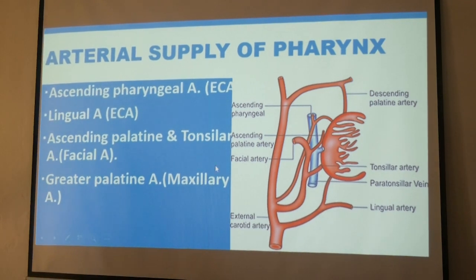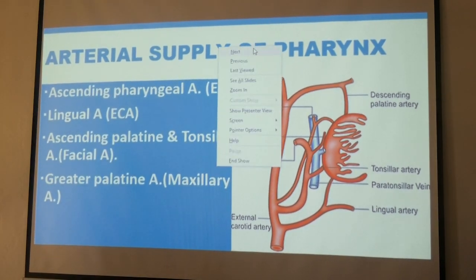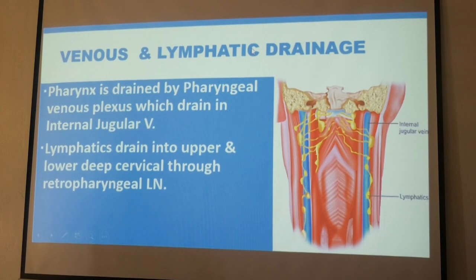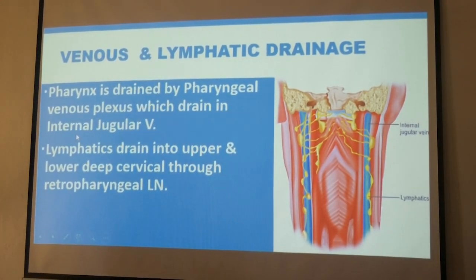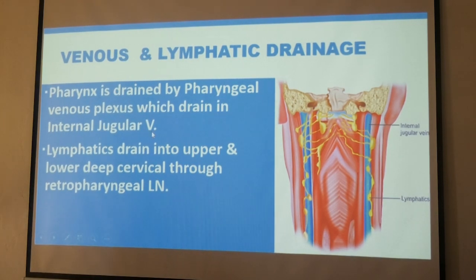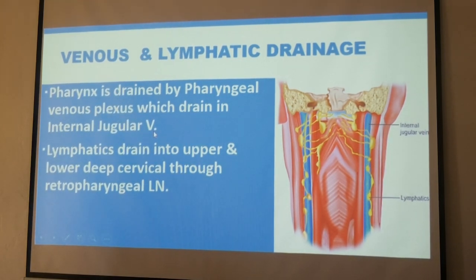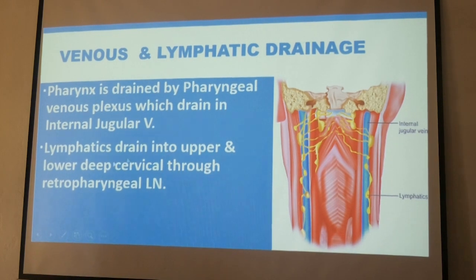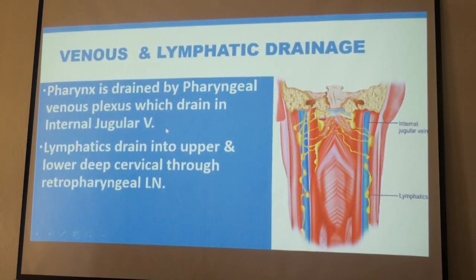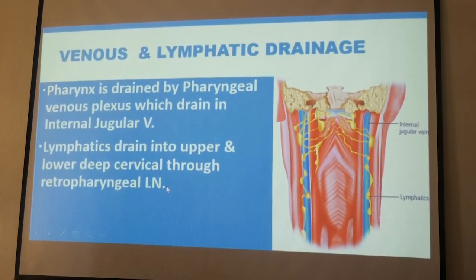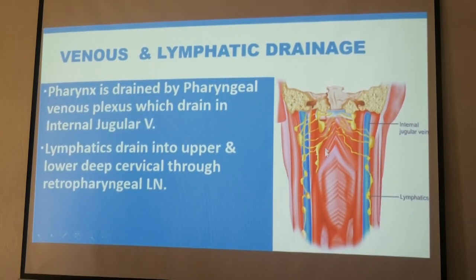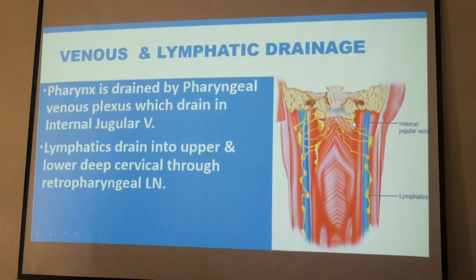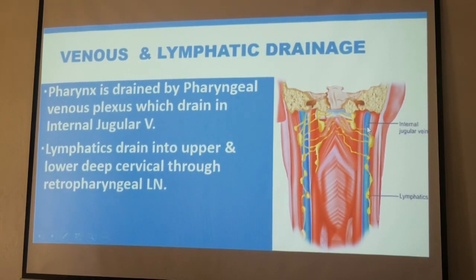Okay, now lymph nodes. What are the lymph nodes we could have? So it would be draining into the internal jugular vein. It has got upper and lower deep cervical lymph nodes. Remember deep cervical lymph nodes. So these are all the deep cervical lymph nodes. It will drain where? The internal jugular vein.